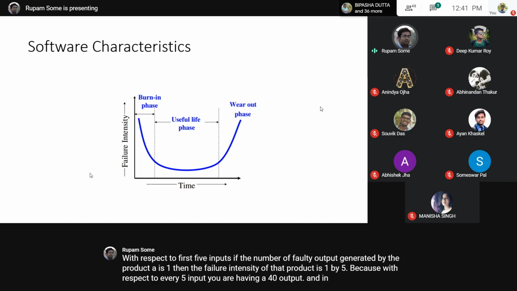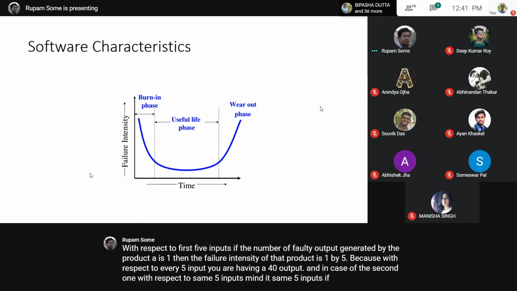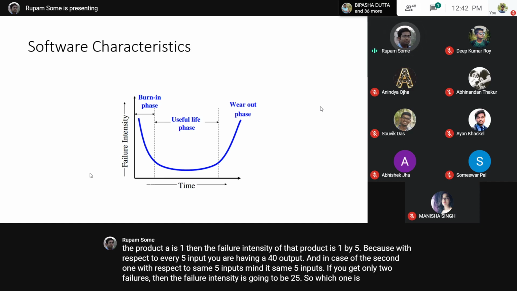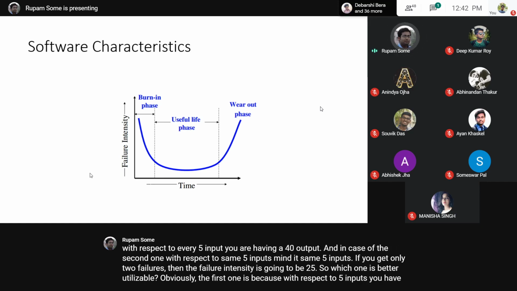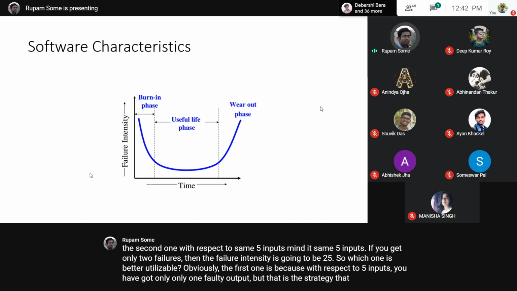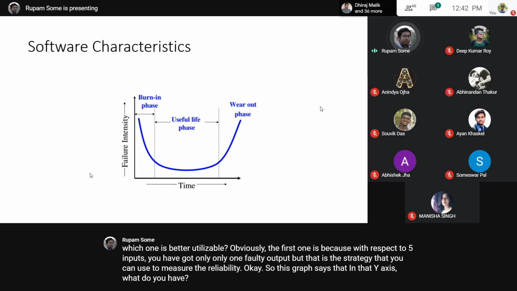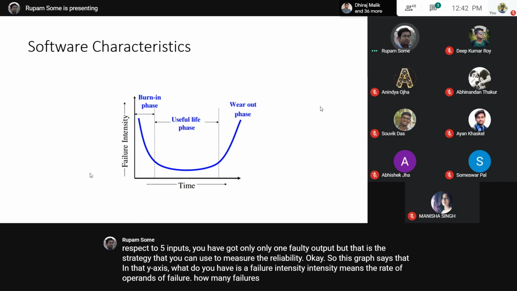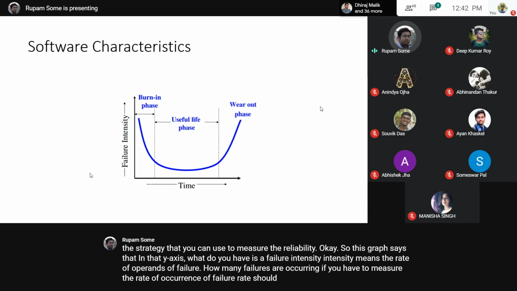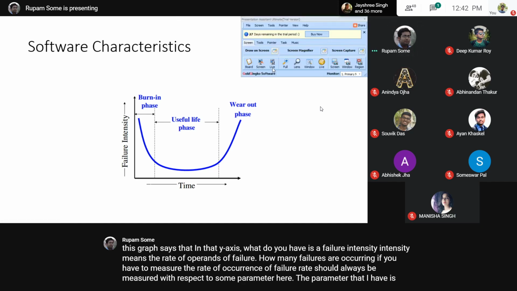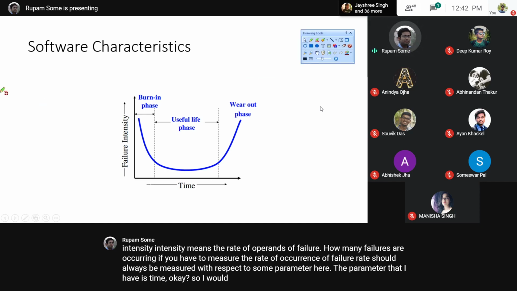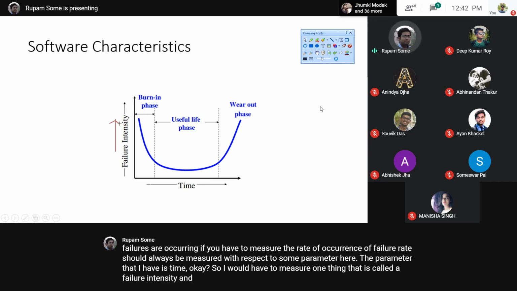This graph says that on the y-axis what you have is the failure intensity. Intensity means the rate of occurrence of failure. How many failures are occurring? If you have to measure the rate of occurrence of failure, rate should always be measured with respect to some parameter. Here the parameter that I have is time. So I would have to measure one thing called failure intensity, and this failure intensity has to be measured in terms of time.